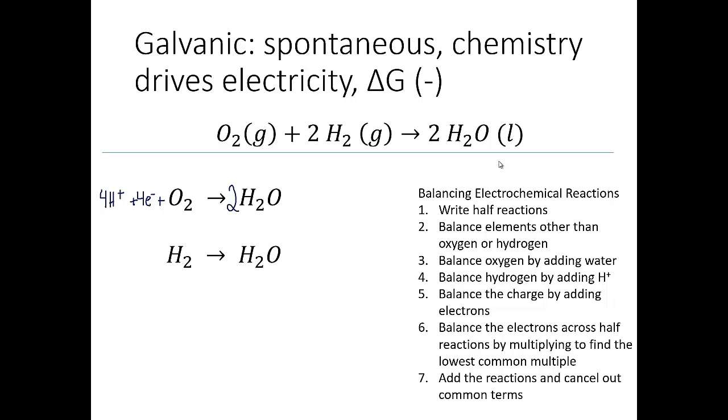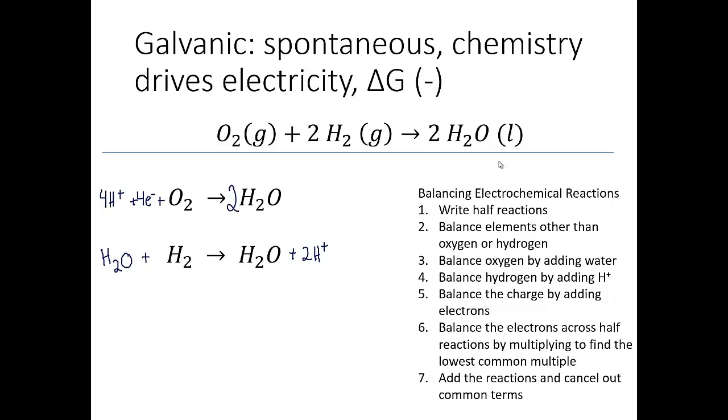Next, I'm going to do the exact same process to the next reaction. So balance elements other than oxygen or hydrogen, check. Balance oxygen by adding water. So I need to add water to this. I'm going to add it to the left side. Now I need to balance my hydrogens. So I needed to add 2 more hydrogens to the right side to balance that out.